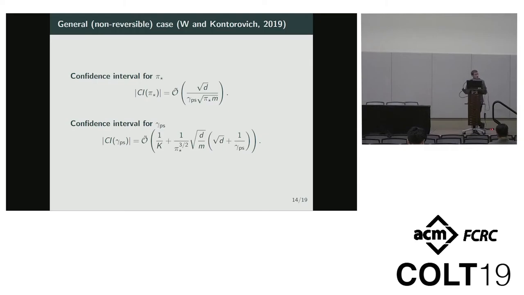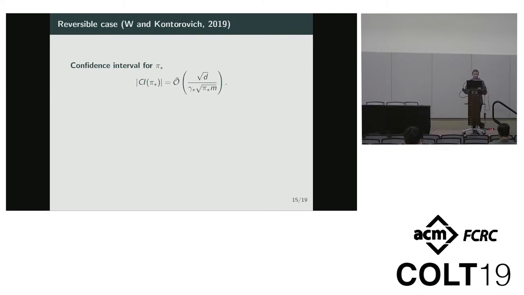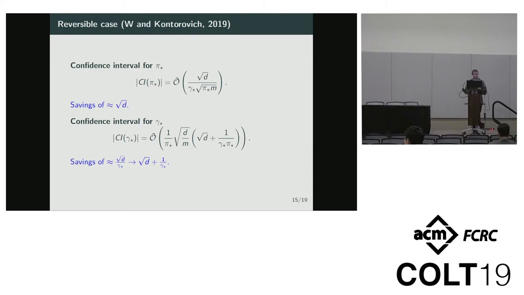In the non-reversible case, this dependence on 1 over k in the second equation is how far you're willing to go exploring the integers. Remember, it's a maximum over all integers. Also in the reversible case, we have a few improvements of the order of square root of d for the confidence intervals. And I think I'm going to stop here. If you have any questions.